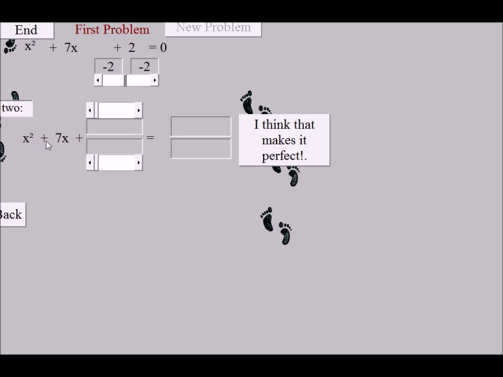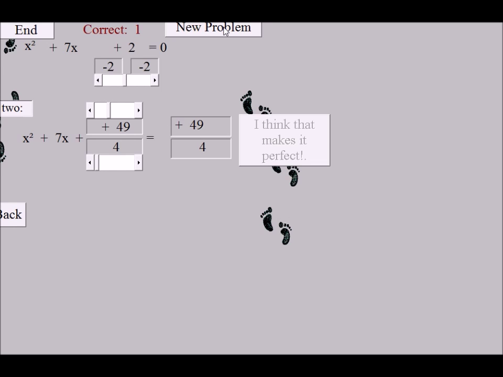What do x squared and 7x need to be perfect? Half of 7. Don't give me 3 1/2. It's 7 halves. 7 halves squared is 49 over 4. This is what it needs to make it perfect. We're correct. See, it's only taking us that far to figure out what it needs to be perfect.